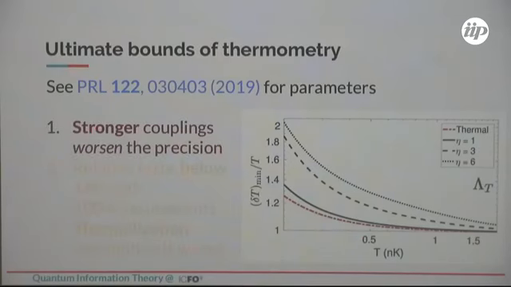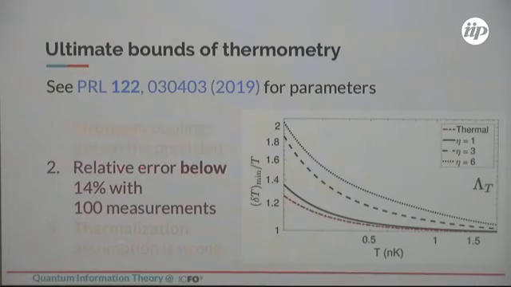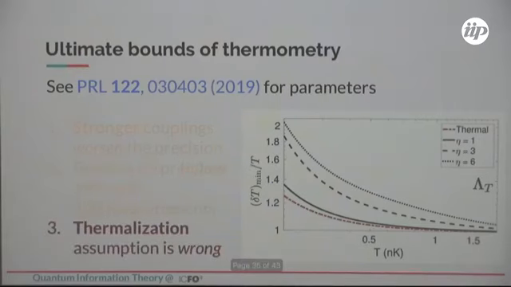The first thing that we see is that stronger couplings worsen the precision. This eta is quantifying the strength of the interaction. Then we see that we can have a relative error, this is for single shot by the way, below 14% with only 100 measurements, for instance in this case with weaker couplings. And finally, the thermalization assumption is not correct. As you see, the behavior is different from the thermalization assumption, especially if you have stronger couplings. This is deviating quite a lot.